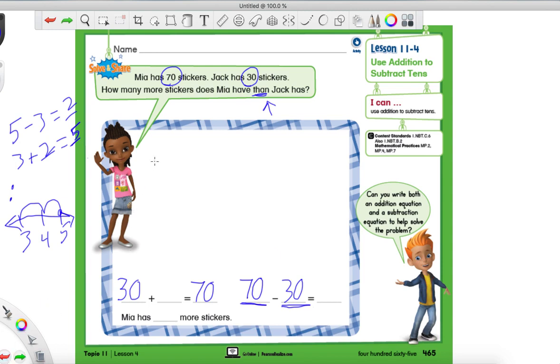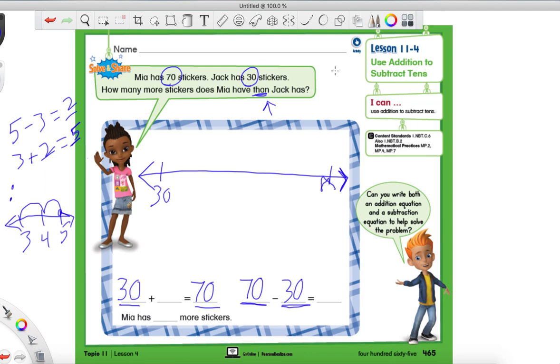Okay, so let's make our number line. Ready? Because we know that subtraction can be a little tricky. And so we're going to start at 30. This is how we're going to start our number sentence. We're just going to use the two numbers here to make our number sentence. We start at 30. And then our very last number is going to be 70.